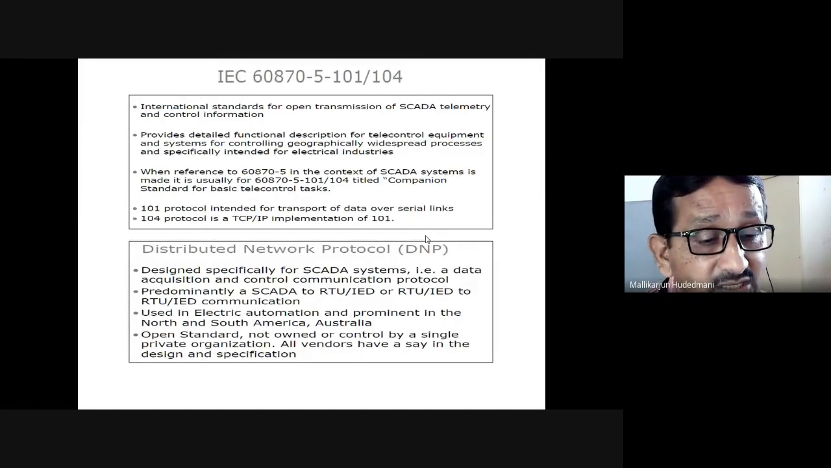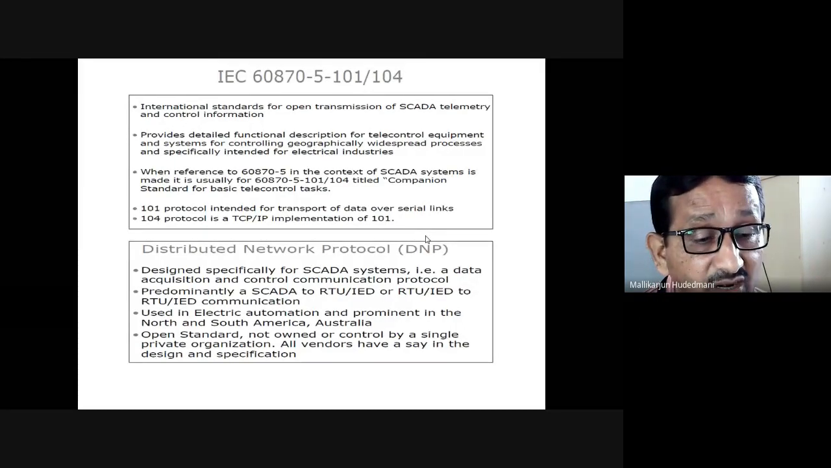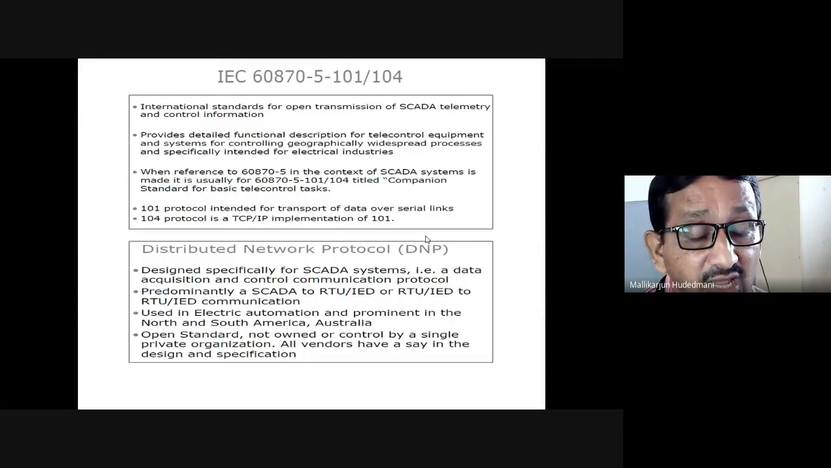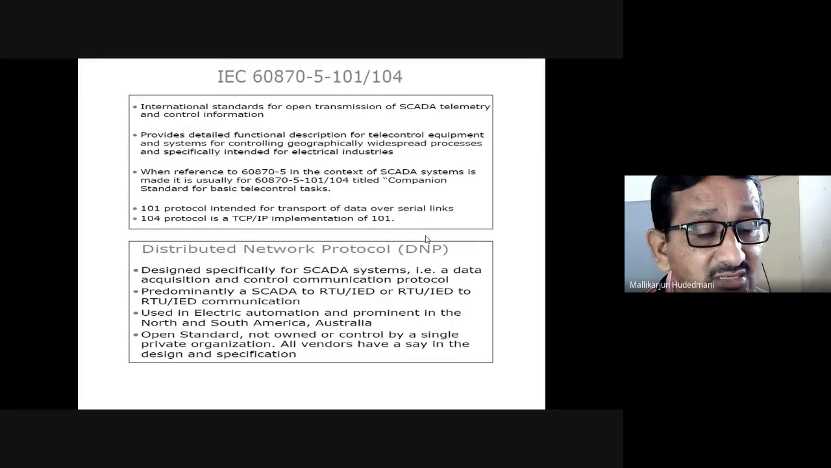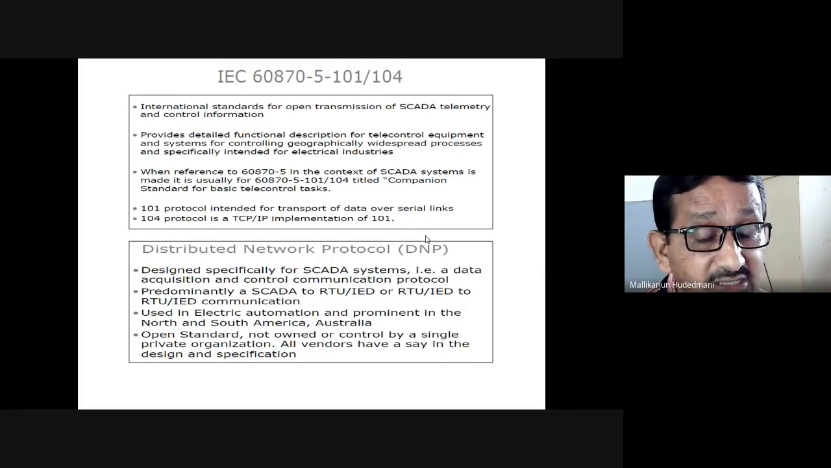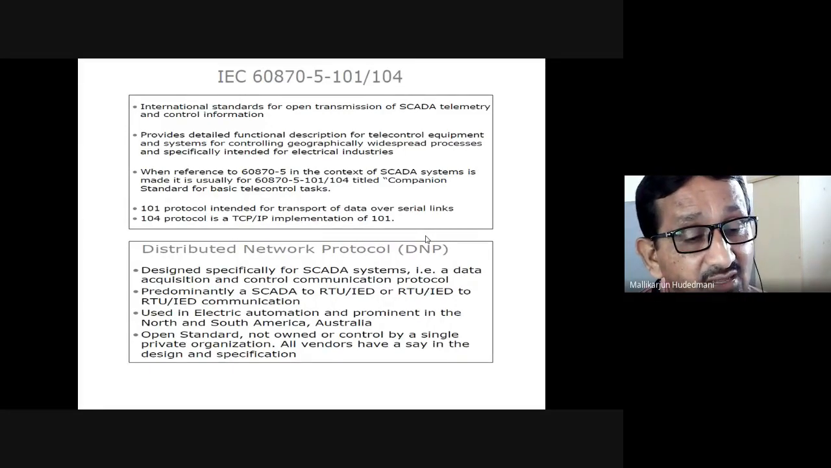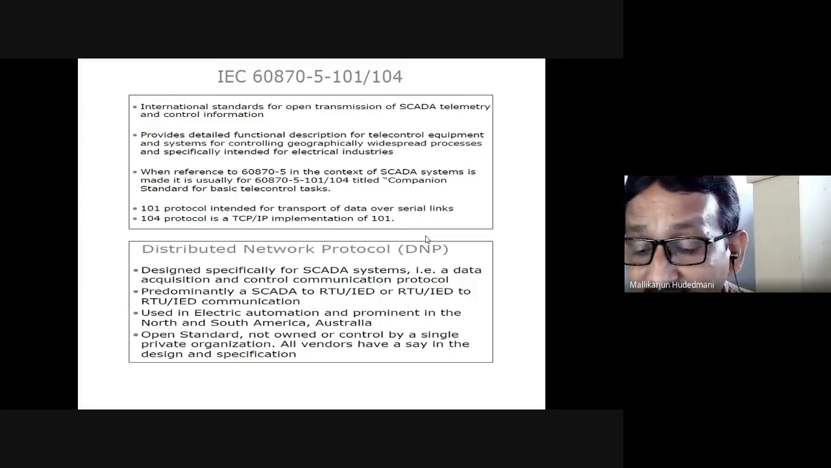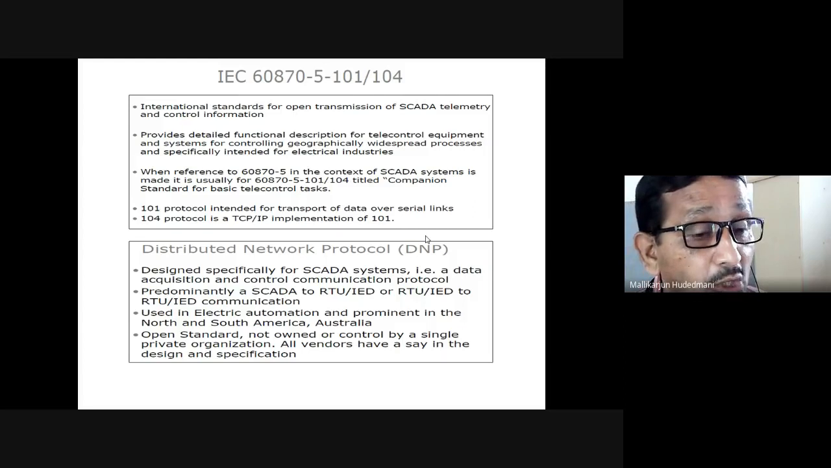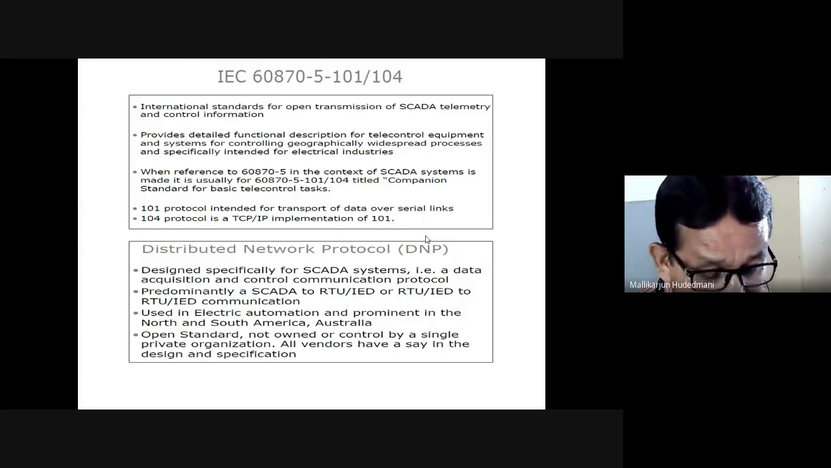This provides a detailed functional description for telecontrol equipment and systems for controlling geographically widespread processes, specifically intended for the electrical industry. See the thing. There is a scope for this device. Can I use it in a mobile? Can I use it in any computing facilities? Definitely no. This is an exclusive standardization brought for electrical industries.